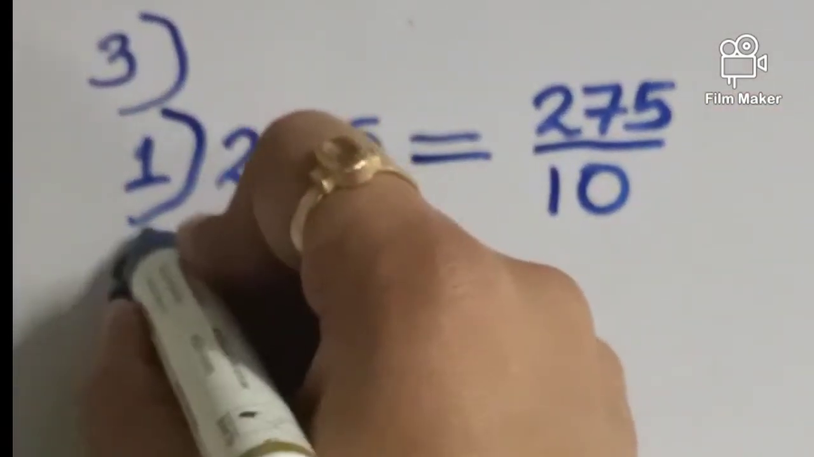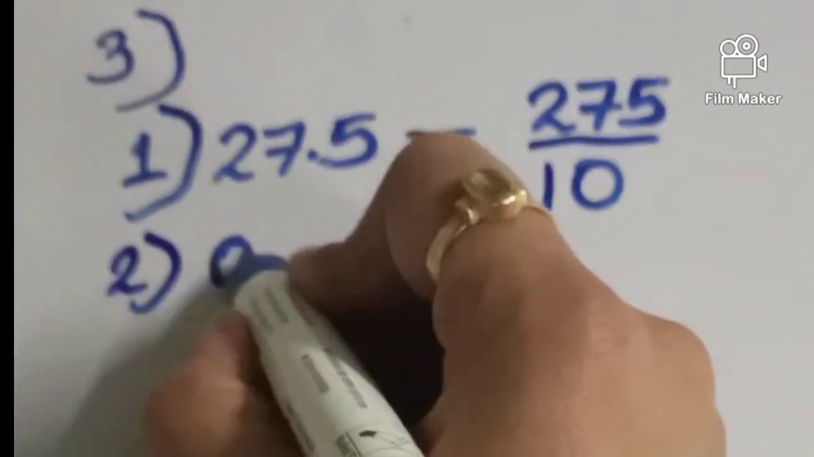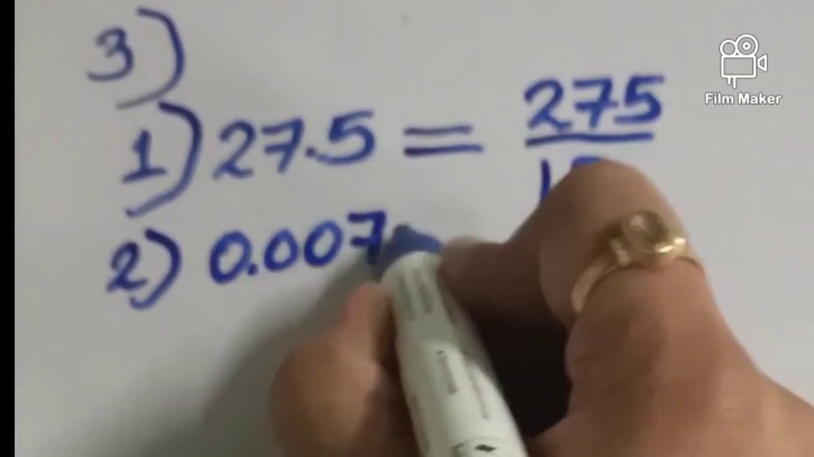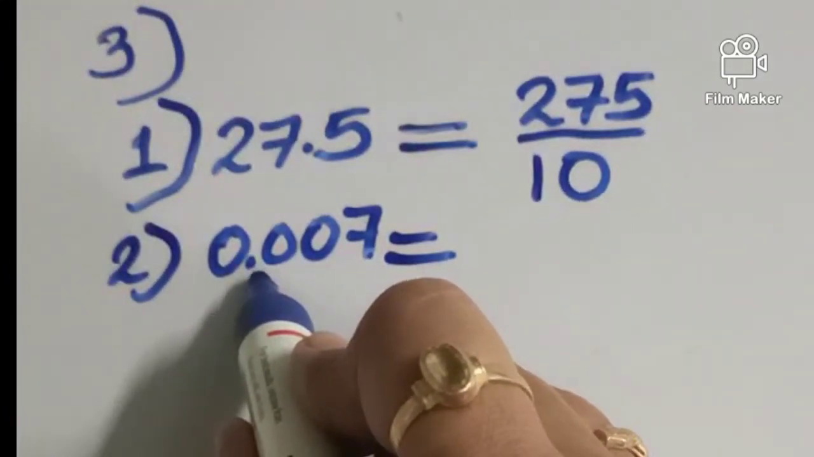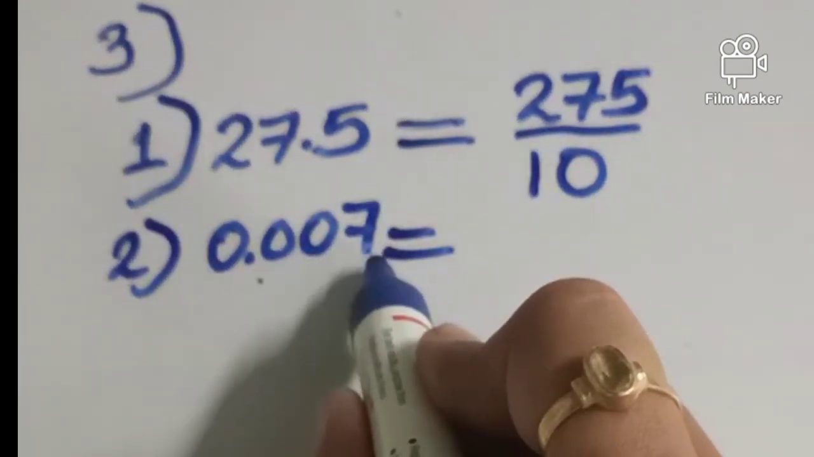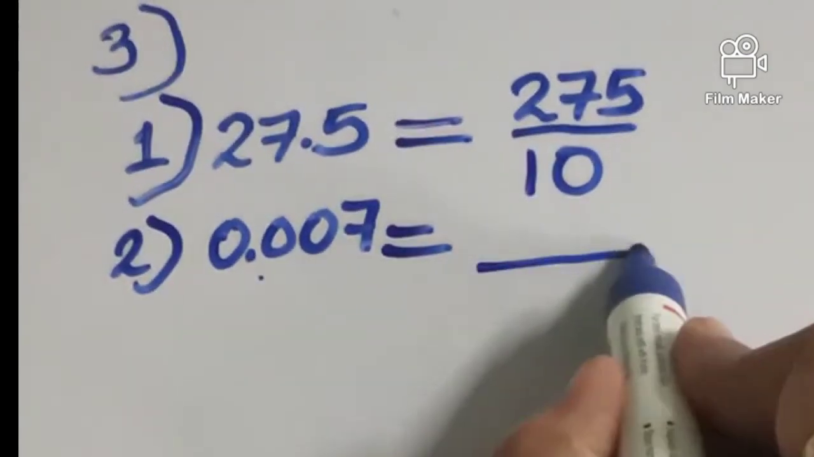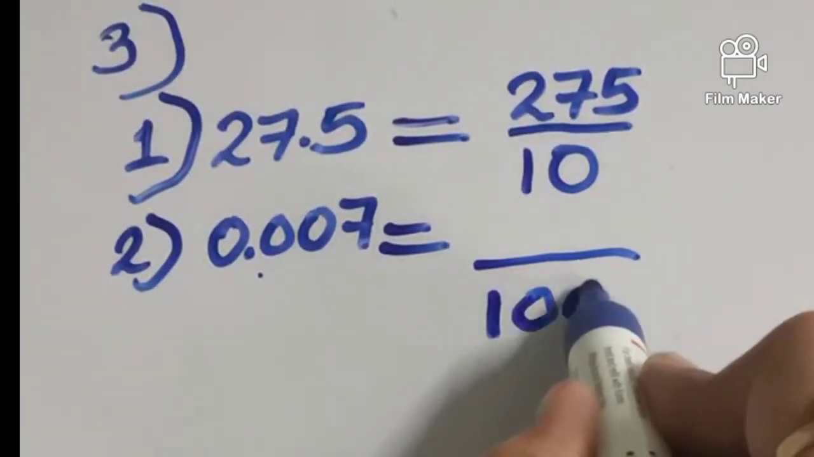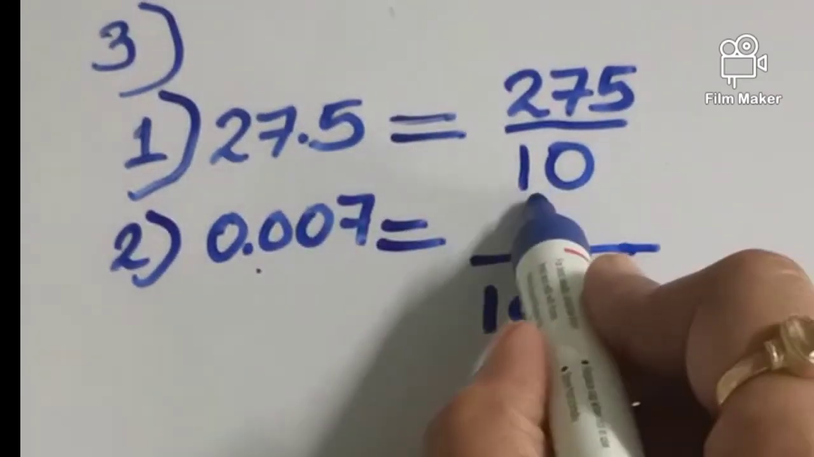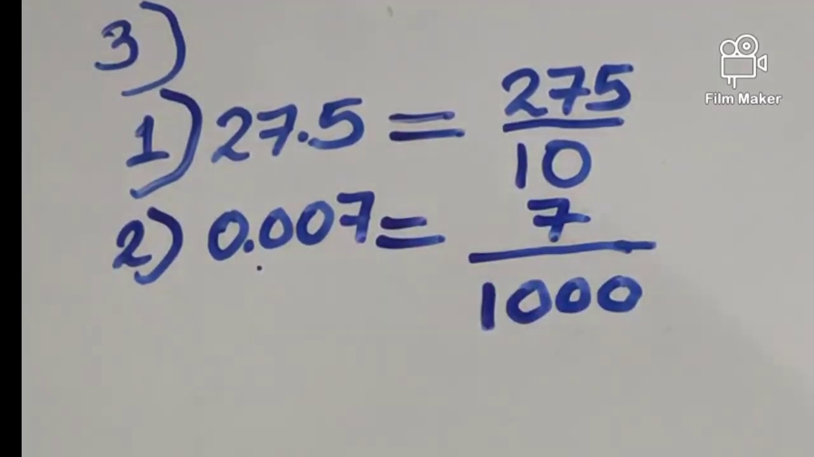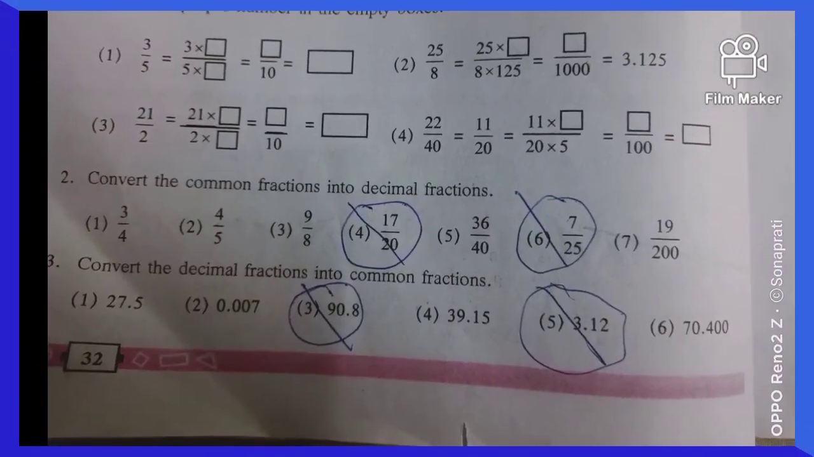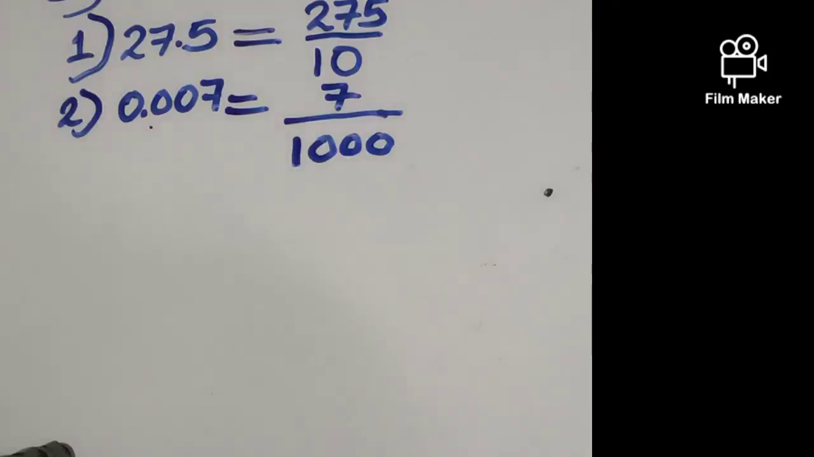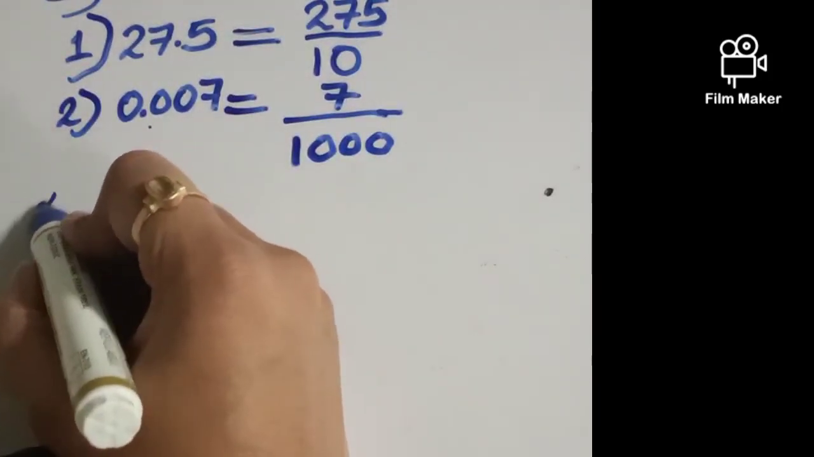Now see, the next number is 0.007. From the right side, we'll count the digits till the decimal point. Let us count 1, 2, 3. So we'll put 3 zeros. 1, 2 and 3 means 1000, and the number as it is, 7. Right, children? Now see the next question. Directly we'll take the fourth one, as the third is exempted by the government.